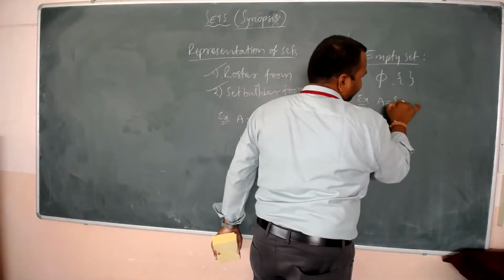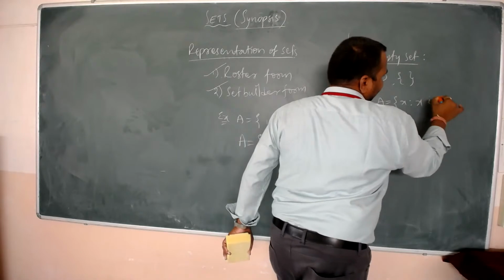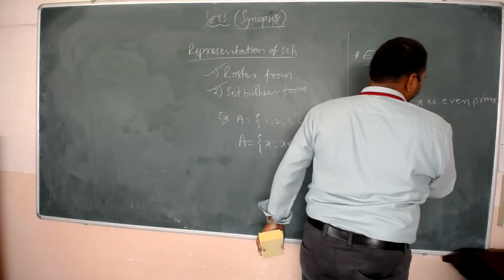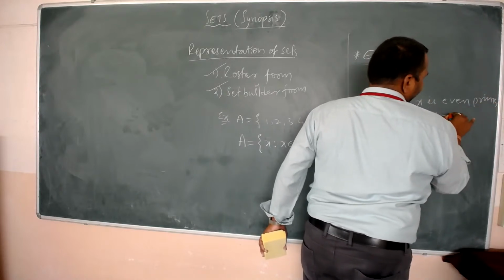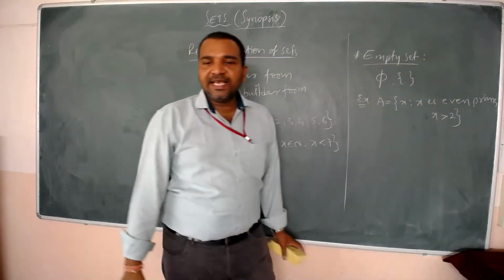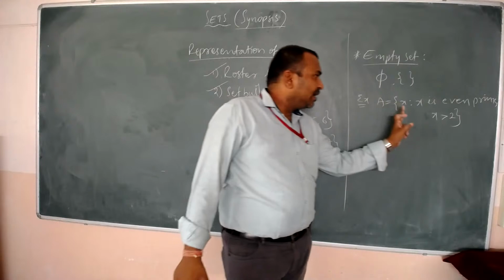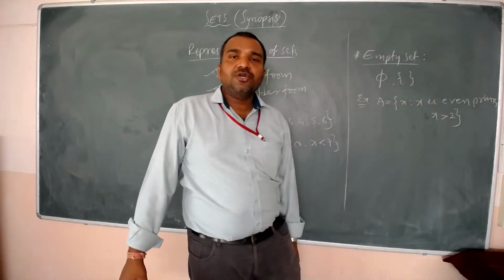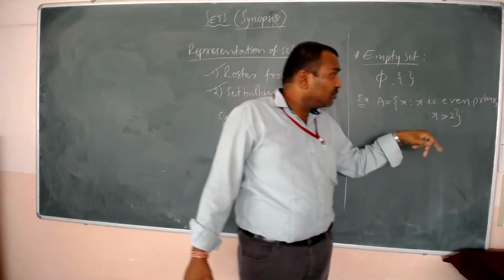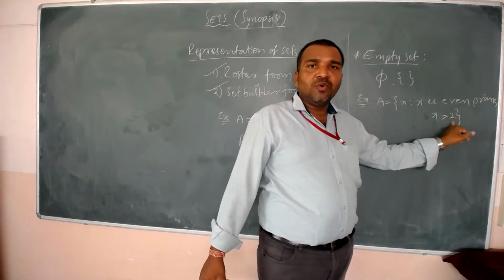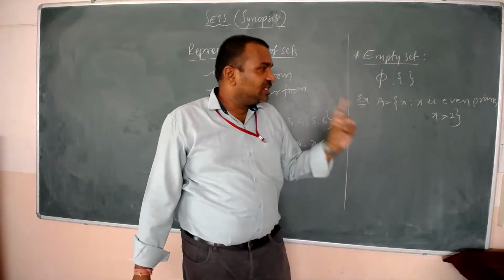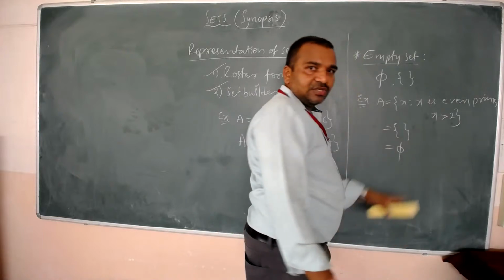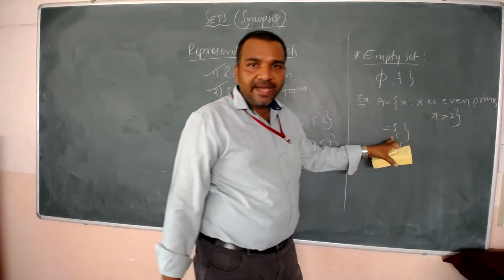I will write one example now. A = {x such that x is an even prime, x is greater than 2}. It is an empty set. Why is it an empty set? Here x is the element. What is that element? An even prime. What are the even primes? Only one element is there, that is 2. But one more condition is there now: that even prime must be more than 2. So there is no even prime which is more than 2. So here there is no element which satisfies this condition. That's why it is an empty set.